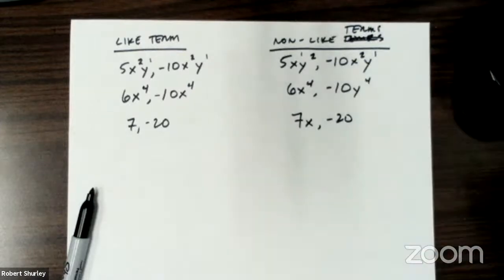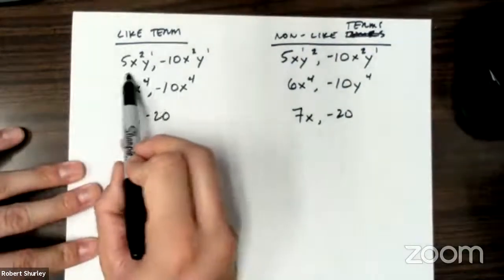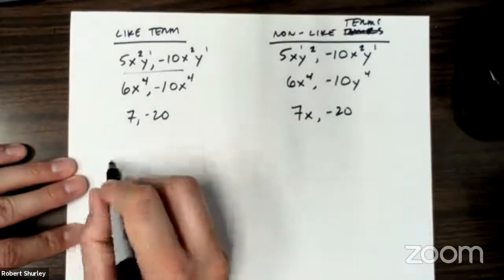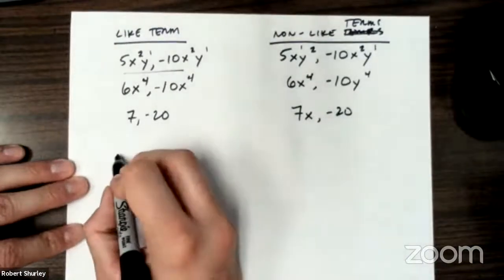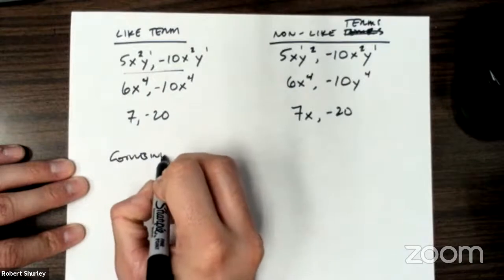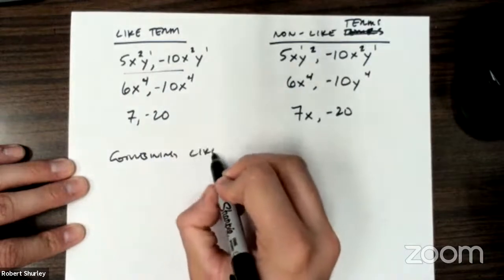Okay, and why do we care about like terms? Well, it turns out we can add and subtract like terms, right? If we have like terms, we just add or subtract whatever the operation tells us to do, the coefficients. So let's look at this first one, and let's say we were going to add them together. So this is combining like terms.